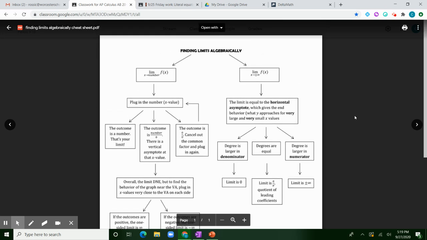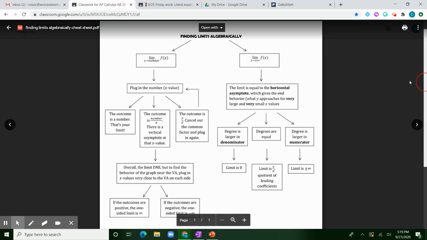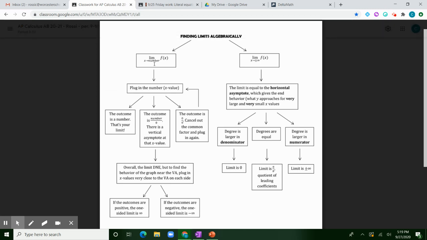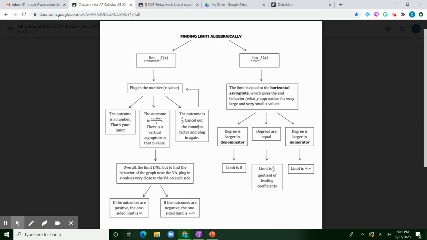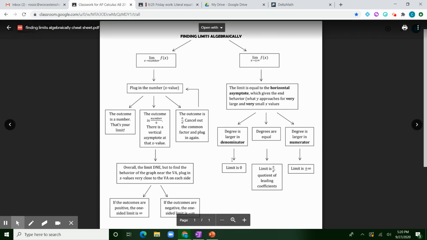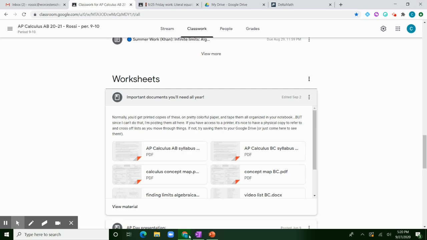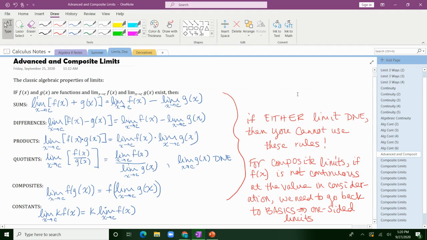I just want to remind you, I know I've shown you this before, but these are the types of algebraic limits you'll need to know for the entire year. Limits going to infinity with the horizontal asymptotes, limits going to a number, sometimes that's a vertical asymptote, sometimes direct substitution works. Sometimes you get 0 over 0, which means you have a hole. So again, always remember the stuff you already know. We did graphical limits. Those are probably the easiest limits that we've done so far. And now we're going to talk about more advanced types of limits.